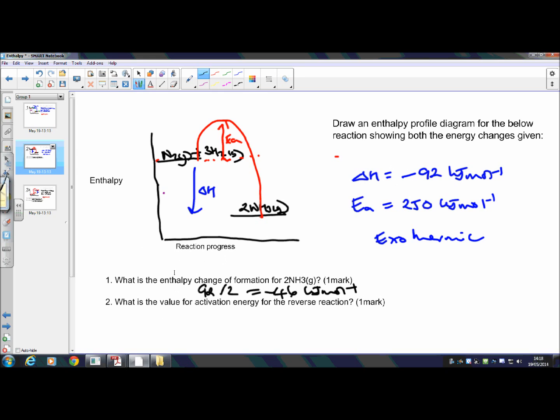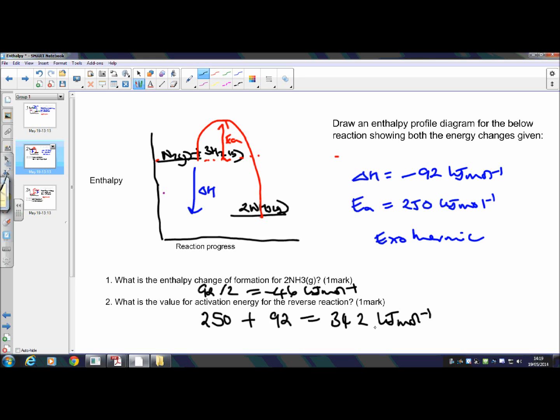So the next one, what is the value for the activation energy for the reverse reaction? So that reverse reaction going from this one to this. Remember, if we're going from reactants to products and the products are higher, the activation energy must be larger. Okay, so this time, rather than taking like we did in the endothermic one, in the exothermic you must add them together. So 250 add 92. It's 342 kilojoules per mole.